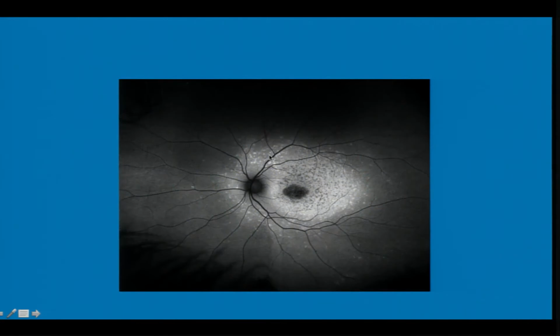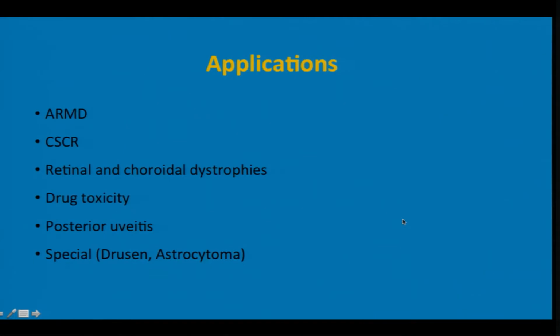But when we see the total image, we can see that the posterior pole shows significant hyperautofluorescence, and if we see only the posterior pole, then we can miss the contrast between the center and the periphery, which can give us various insights. Now there are various applications in our clinics which include ARMD, CSC, retinal and choroidal dystrophies, drug toxicities, posterior uveitis, and certain special scenarios like drusen and astrocytoma.